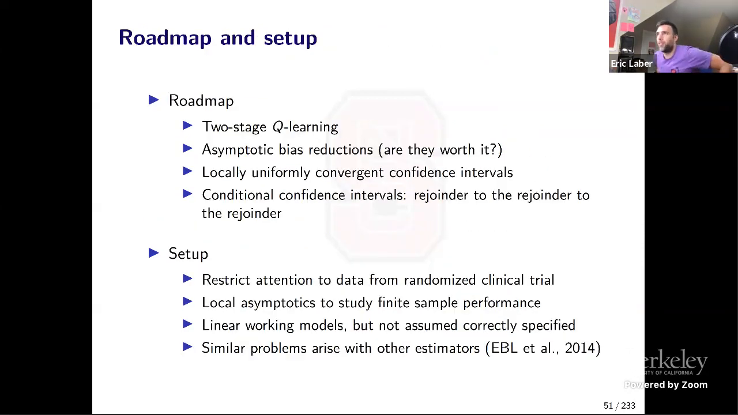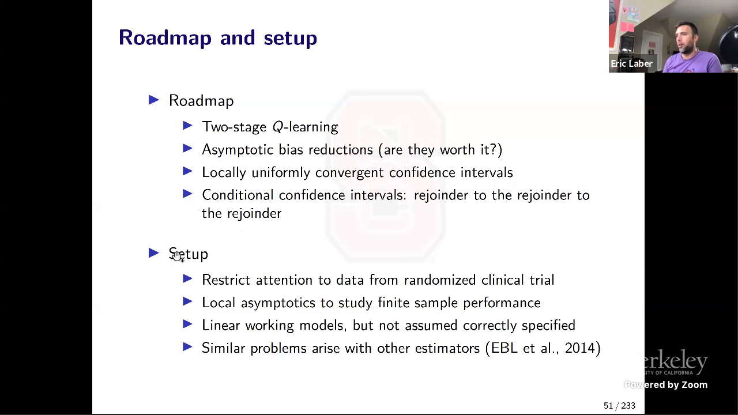Just a roadmap for this part of the tutorial. I'm going to look at two-stage Q-learning, and I'm going to talk about asymptotic bias reductions, which is something that shows up that we haven't talked about yet, and whether they are worth it. Then locally uniformly convergent confidence intervals based on bounds, bound-based intervals. And then I'll say one thing on conditional confidence intervals, which was a discussion that we had in a paper that we wrote. We had written something, and then there was a discussion and the discussion of the discussion.